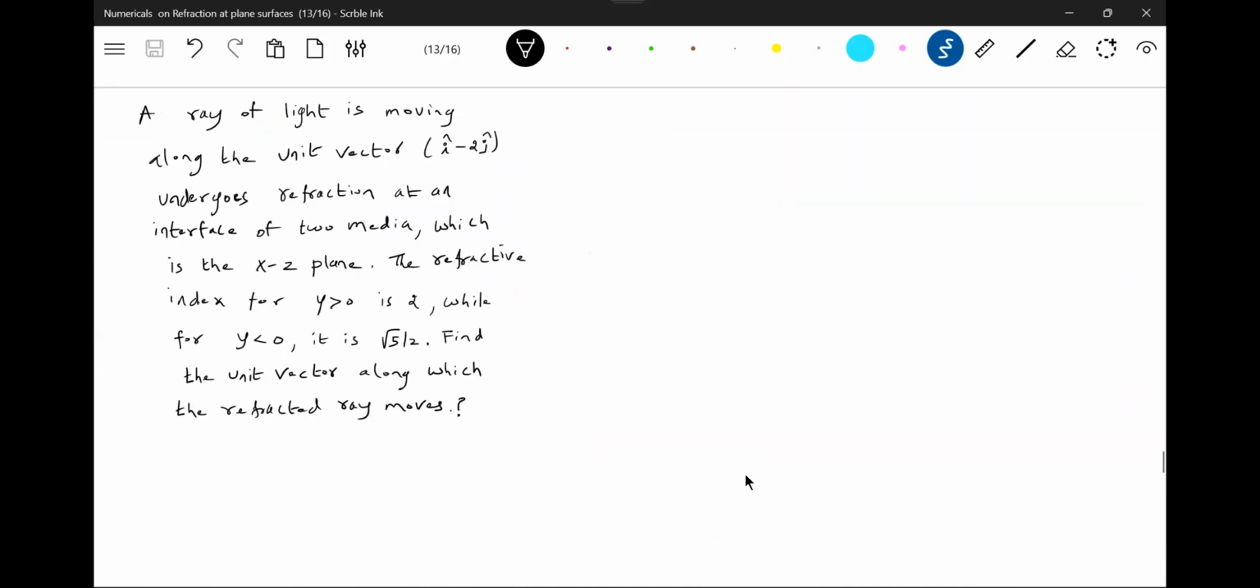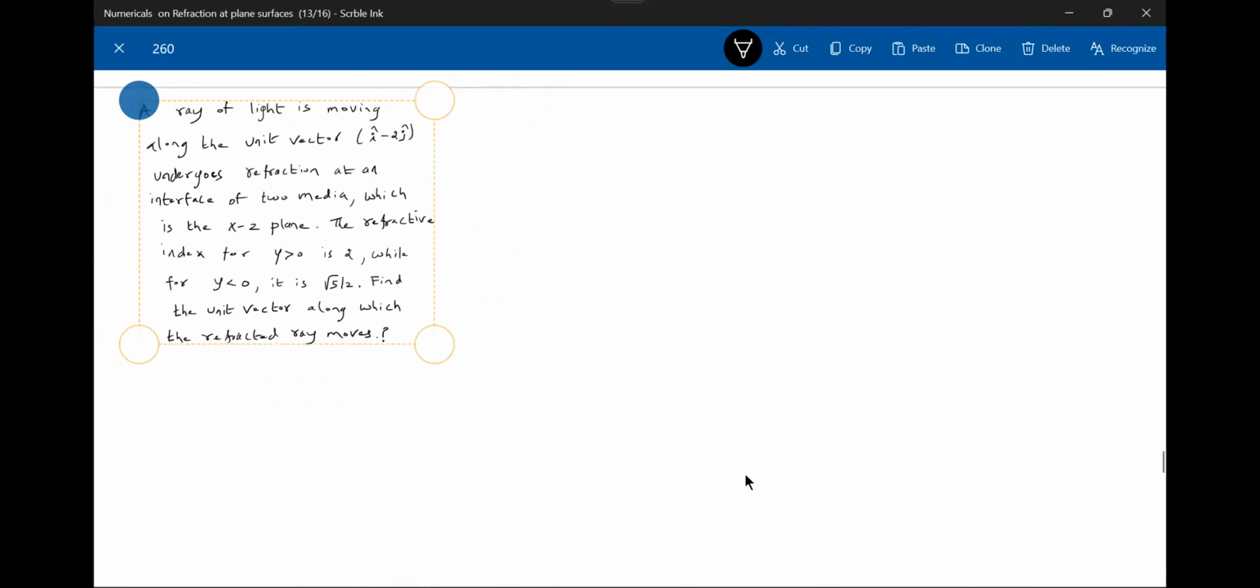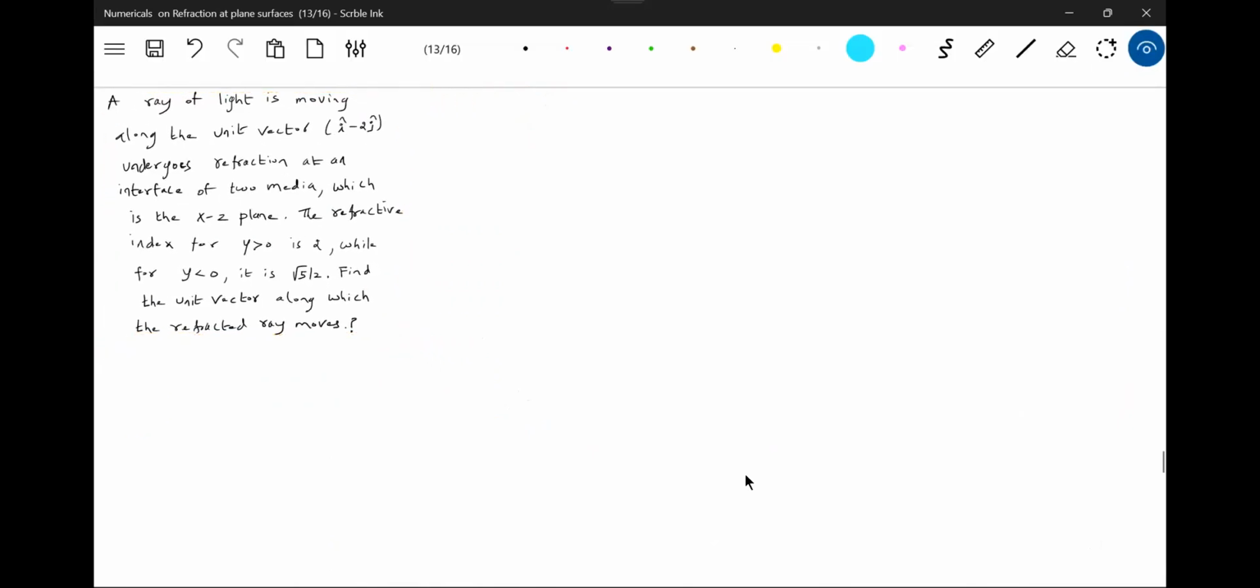A ray of light is moving along the unit vector i cap minus 2 j cap, undergoes refraction at an interface of two media, which is the xz plane. The refractive index for y greater than 0 is 2, while for y less than 0 it is root 5 by 2. Find the unit vector along which the refracted ray moves. We are just discussing the vector form of Snell's law. First, the unit vector along i cap minus 2 j cap.